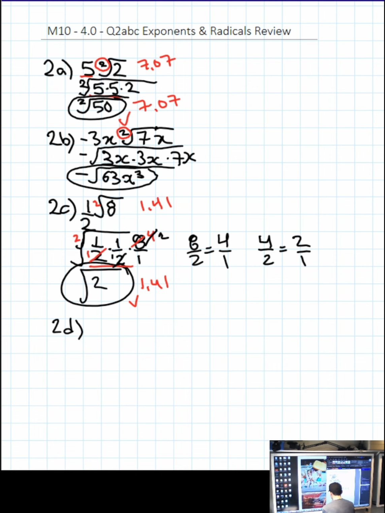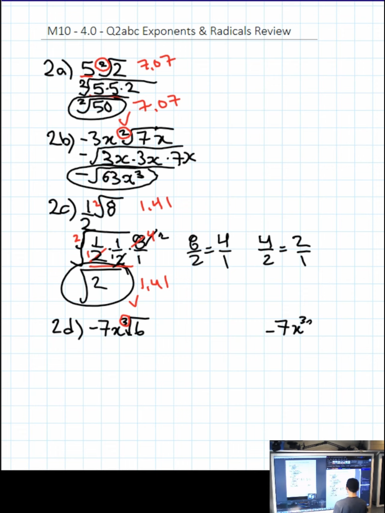Okay, 2D. So, 2D says negative 7x cube root 6. Negative 7x cube root of 6. Again, this cube root is part of the cube root, not negative 7x cubed. If that was, I'm going to write that way off to the right, you could say negative 7x cubed, but then you'd also have to say the cube root of 6, and we're not doing that right now. Be very careful as to whether or not the little mini number is an exponent or a type of root.